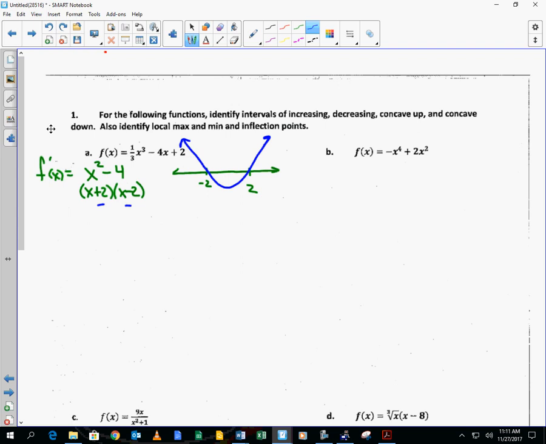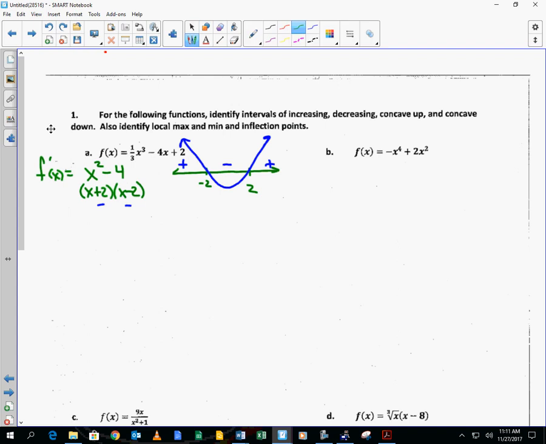Positive or negative? Done. So if you know what the graph looks like, use that to your advantage. You see that? So my first derivative test is done. I will just need to answer the question then in a second.